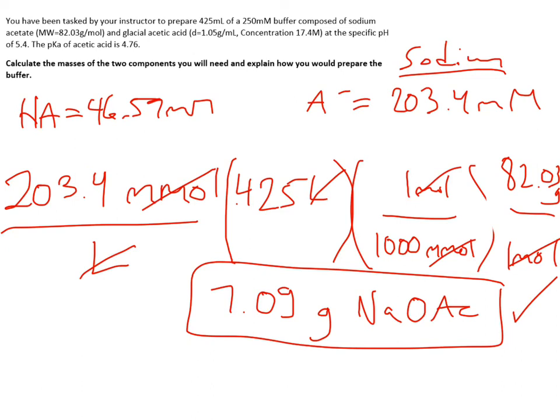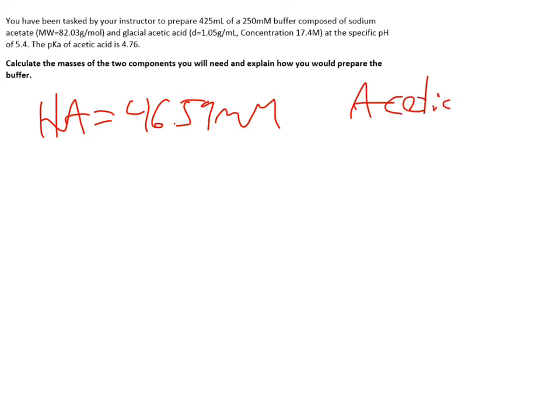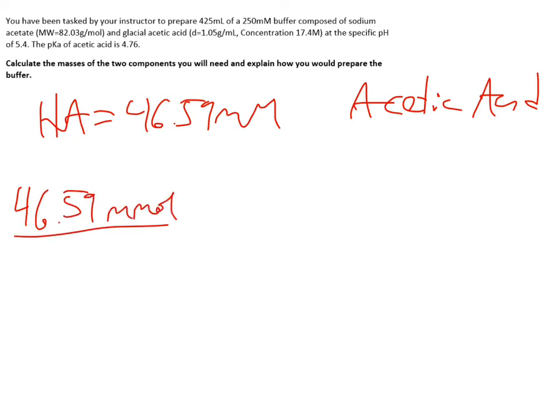Okay, so we know the other thing we have to solve. We got our A minus done. Now we need to figure out our HA. So our HA is 46.59 millimolar. And our HA, remember, is acetic acid. So let's start with that number, 46.59 millimoles per 1 liter. How many liters? Remember, it was 0.425 liter to liter. And now we're in millimoles. Probably going to want to go to moles.